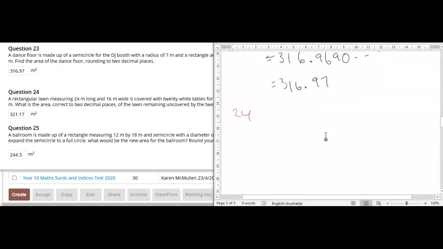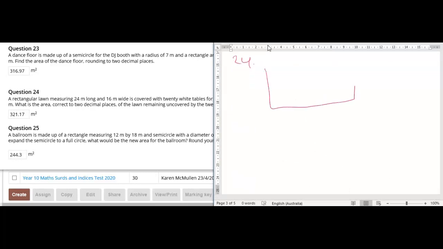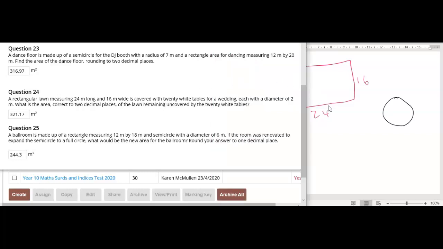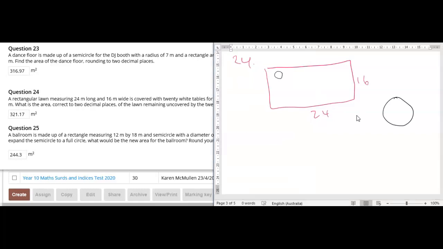Okay, so I'm obviously not going to draw 20 tables, and I hope you don't, because all we need to think about is the rectangular lawn, and it's 24 times 16, and we've got 20 white tables. So there's one table. I'm just going to draw that bigger over here, and it has a diameter of 2 meters. So remember, a diameter is the full length. It would be a pretty big table if the radius was 2 meters. Okay, so you got 20 of them. So we've got to remember to multiply it by 20.